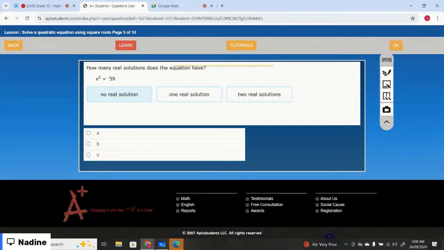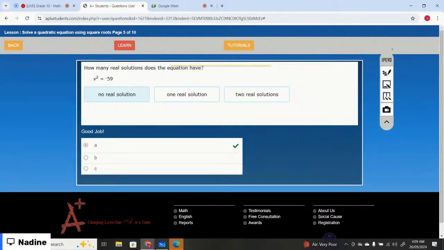How many real solutions does the equation have? Which is the correct option? Yes, you can ask a question. When you calculate the square root of a negative number, that is not a real solution. So for this equation, you do not have any real solution. Nisha, you can ask a question. The correct option is no real solution, option A.